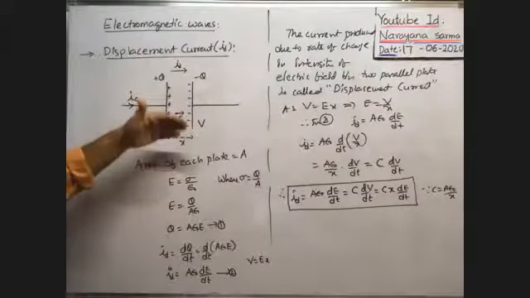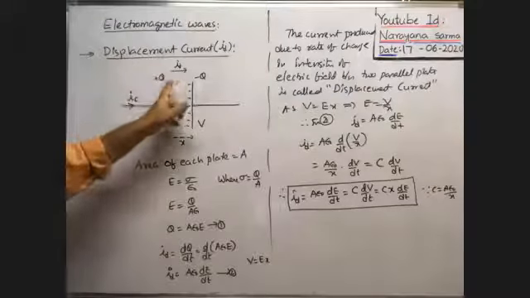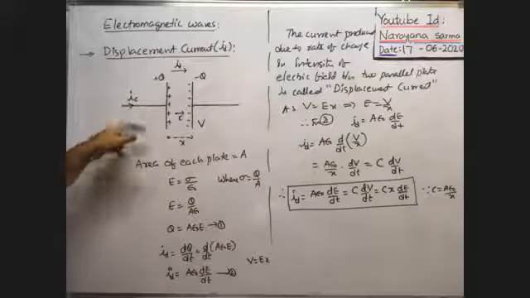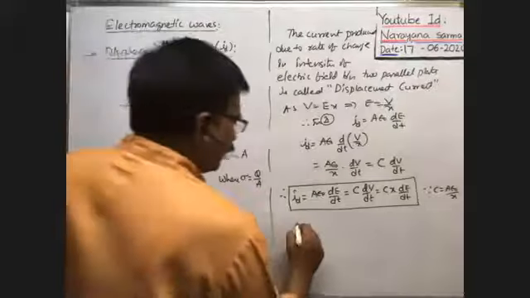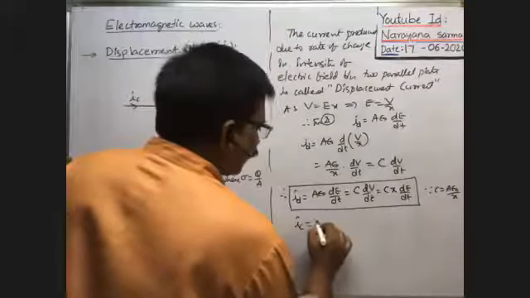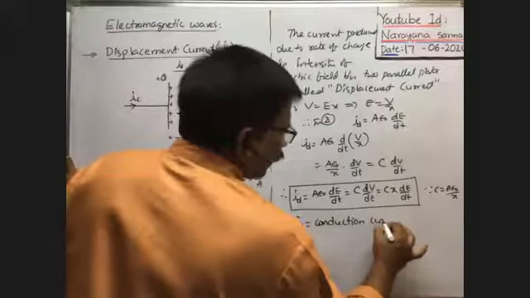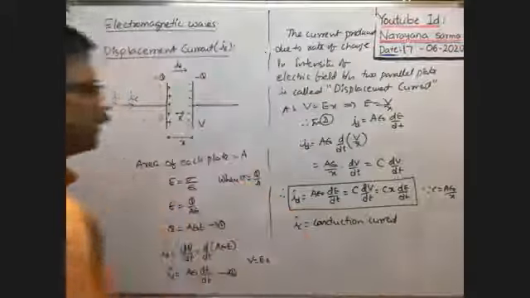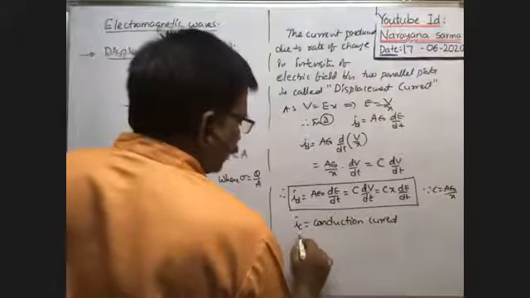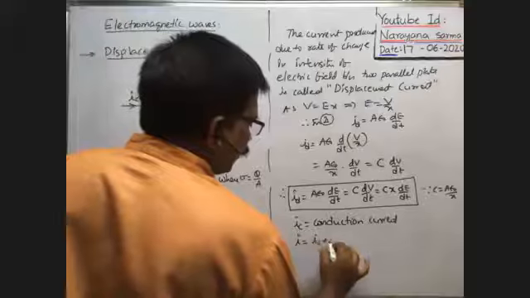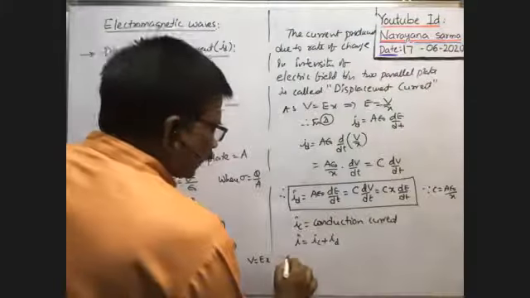While charging or discharging, as the charge on the plates of the capacitor changes, ID flows from one plate to another plate, and at the same time in the connecting wires also some current passes. That current is called the conduction current, IC. So the net current passing through the circuit is equal to IC plus ID.